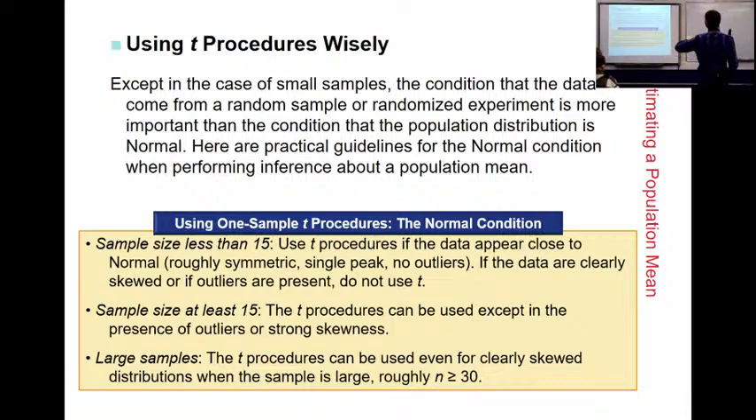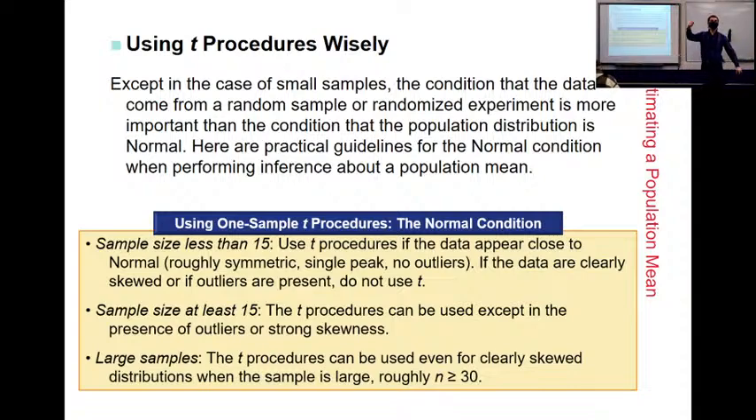If the sample size is less than 15, so we have a really small sample size, then our distribution needs to be looking very close to a normal distribution. So it has a single peak, it is symmetric, and it does not have any outliers. Someone would look at that and say, hey, that looks pretty close to a normal distribution. When we're at least 15, we're fine as long as there isn't any clear skewness or outliers. If we're at least 30, then we're good no matter what.